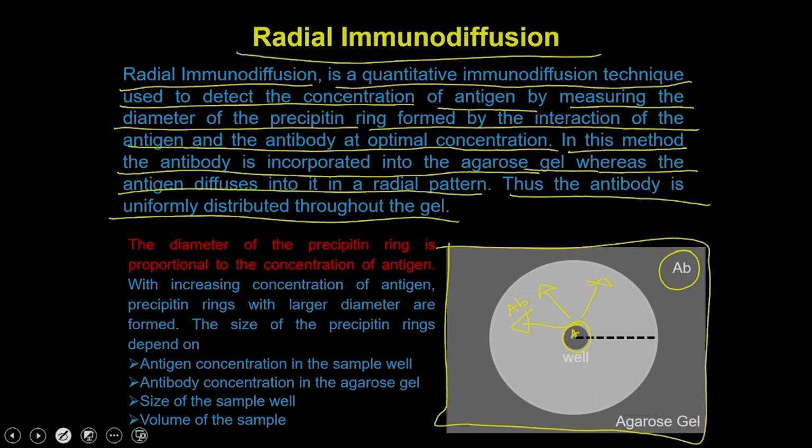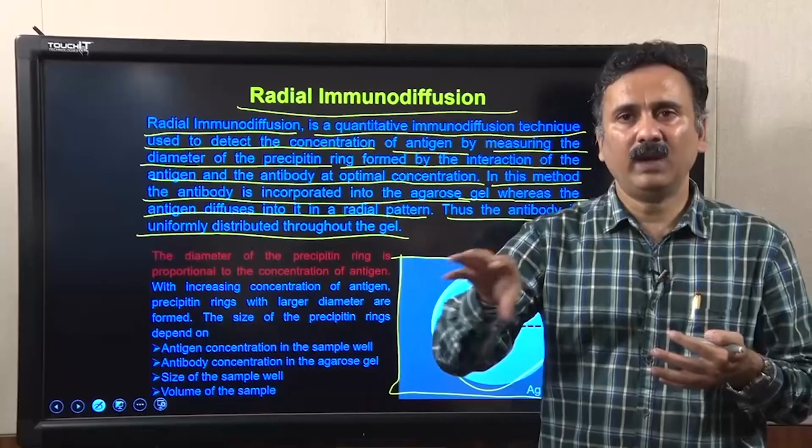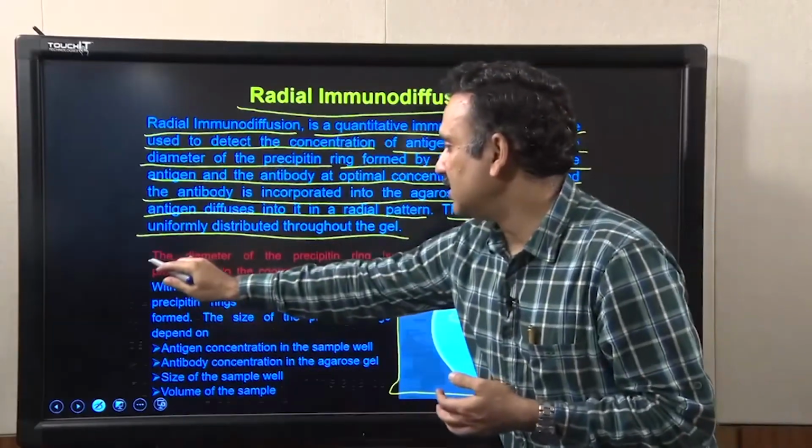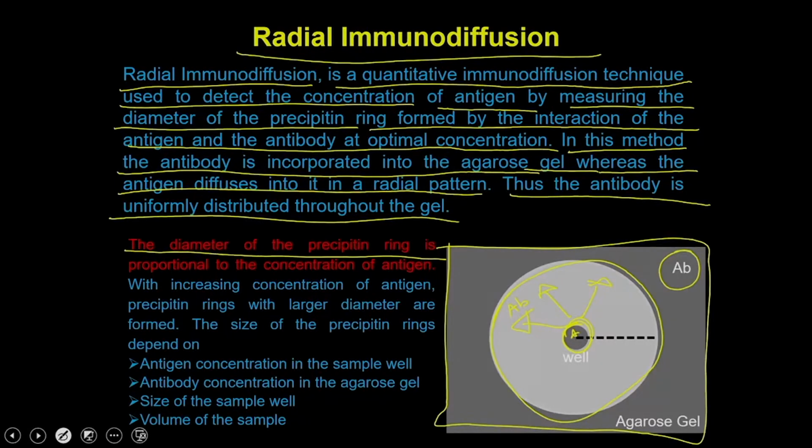Depending on how much antigen you have in this particular well, it is going to give you a ring of precipitin proportional to the concentration of the antigen you have added into the well. The diameter of the precipitin ring is proportional to the concentration of the antigen. With increasing concentration of the antigen, precipitin rings of larger diameter are formed.